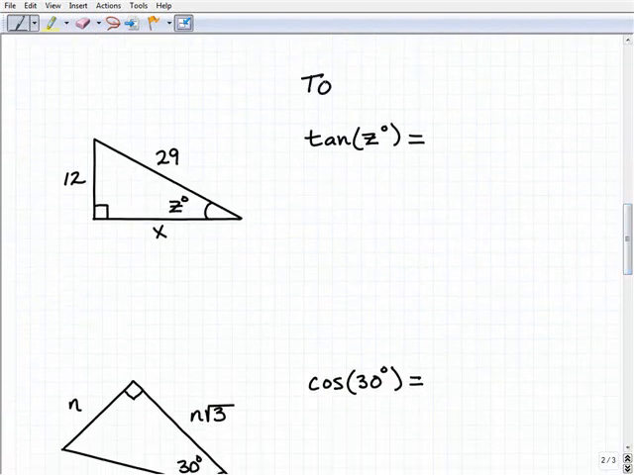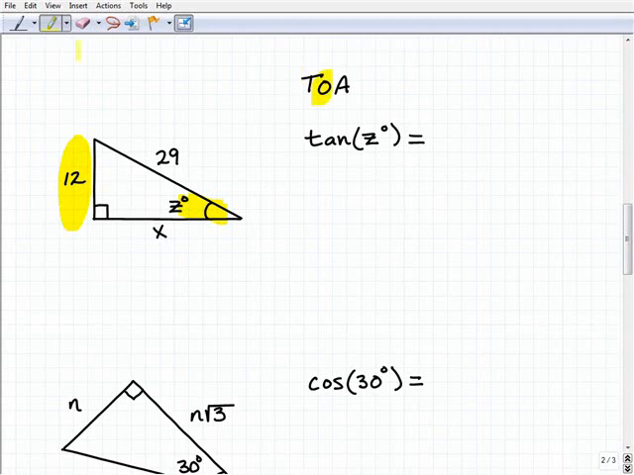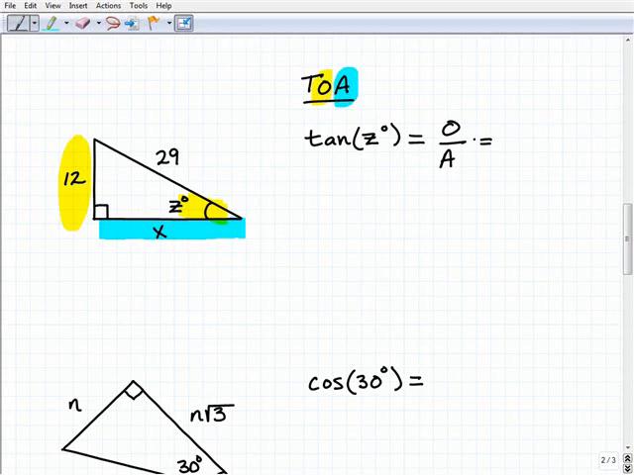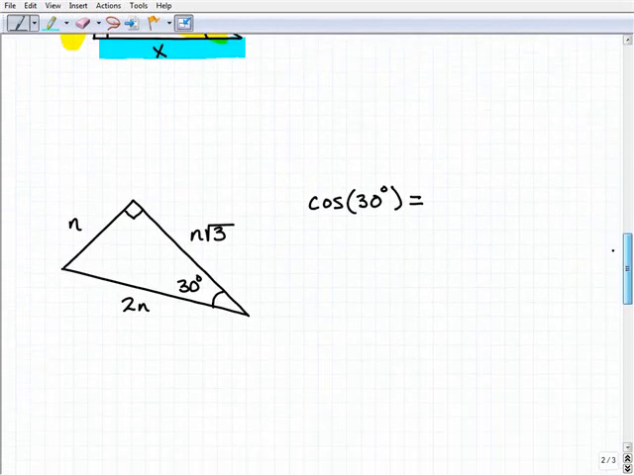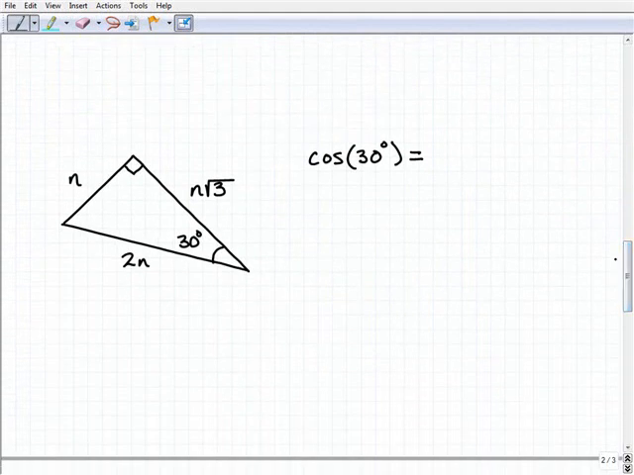Let's move on to tangent. Once again, this is pretty easy, hopefully. This is TOA, the opposite over the adjacent. Now my angle is in this corner. What is the opposite side? This is the opposite side right here, 12. And what's the adjacent side next to angle Z? It's this right here, that X. So TOA is the opposite over the adjacent, or in this case, 12 over X. This might seem basic and fundamental, but let's make sure you have these core concepts down before we do more with trigonometry.